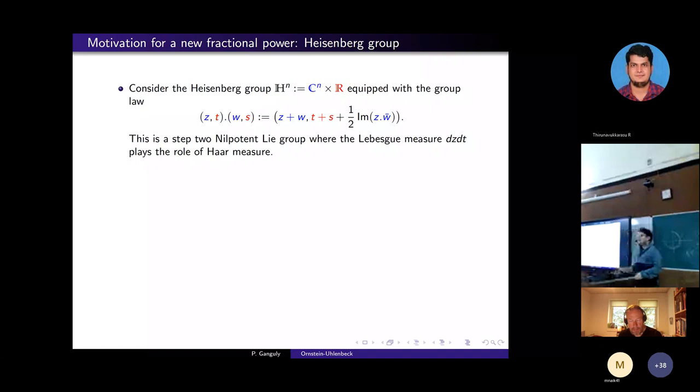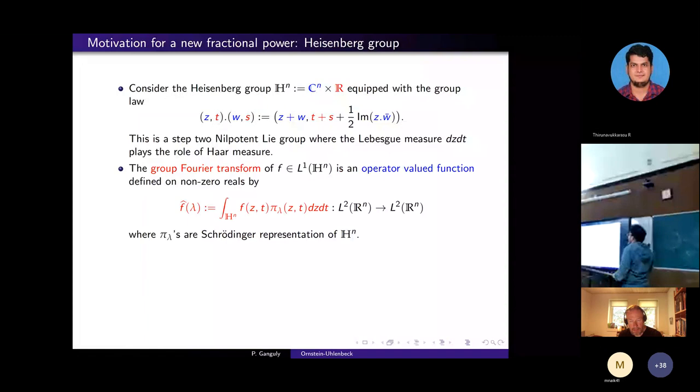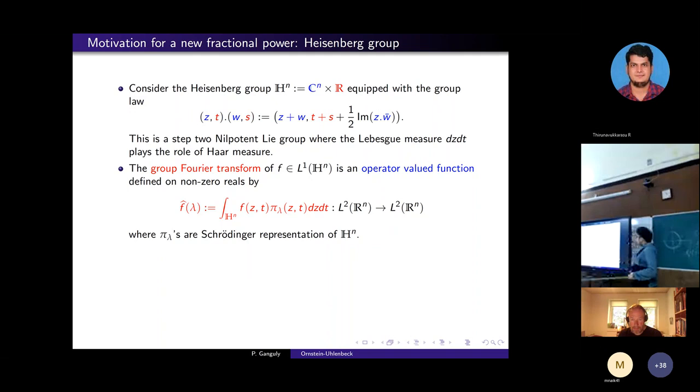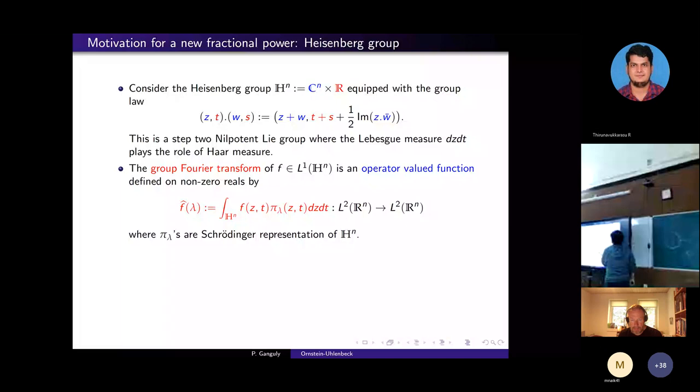It is known to be a step two nilpotent Lie group, where the Lebesgue measure dz dt plays the role of Haar measure. The group Fourier transform of an integrable function is an operator-valued function defined on the non-zero reals. It is defined by integrating the function with respect to the Schrodinger representation pi_lambda, which gives a bounded operator from L2(R^n) to L2(R^n).